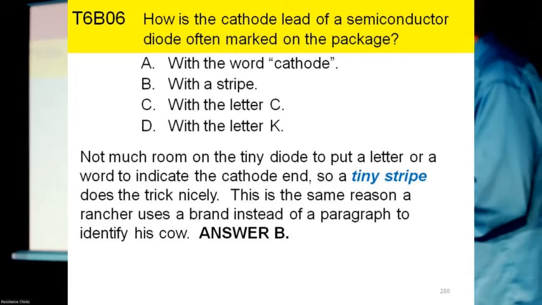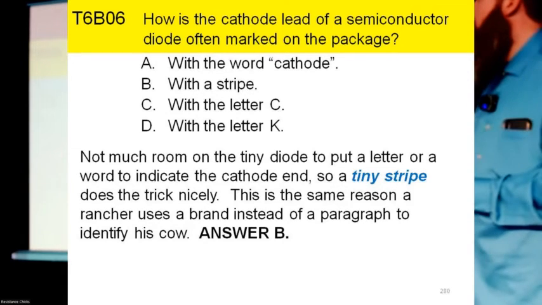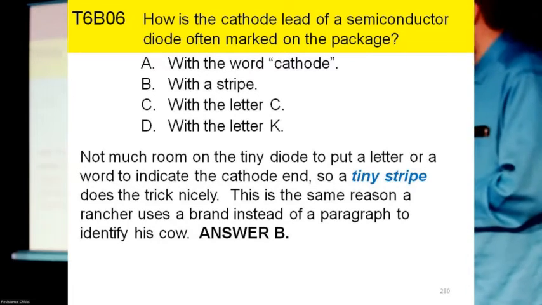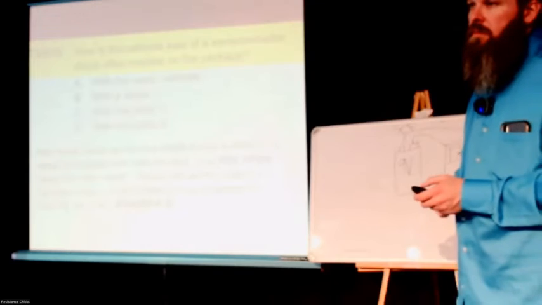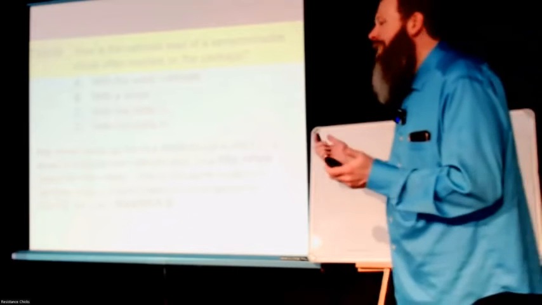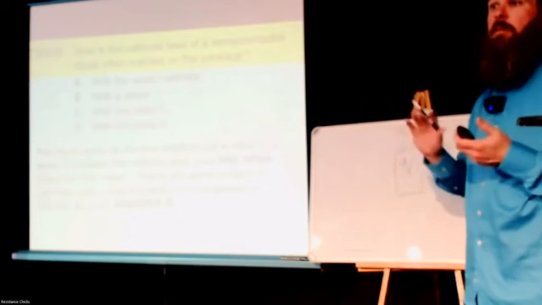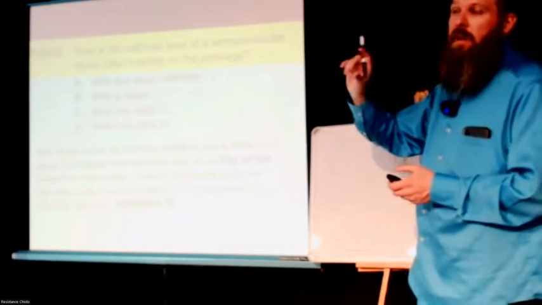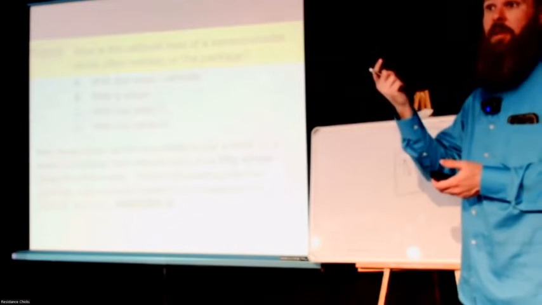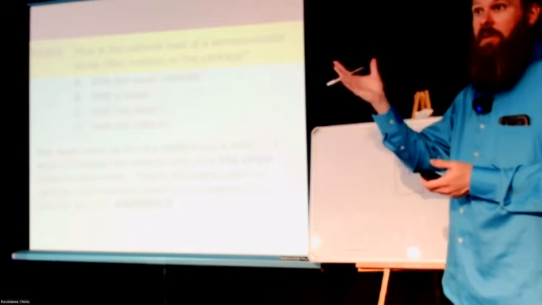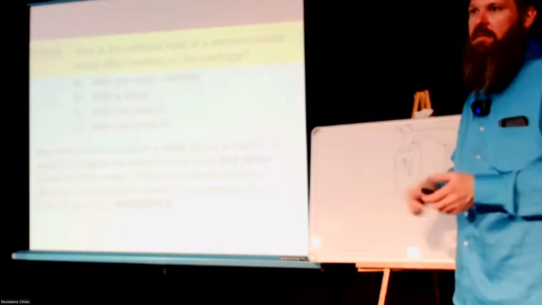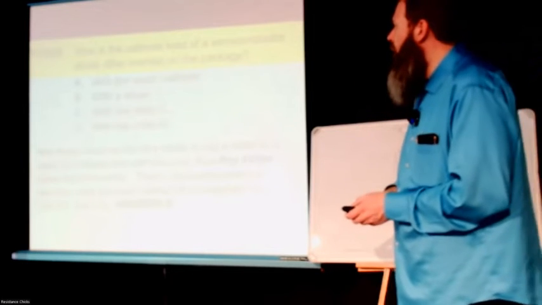How is the cathode lead of a semiconductor diode often marked on the package? It's with a stripe to let you know which one is the cathode. Because remember, it allows current to flow in only one direction. So if you hook it up backwards, it doesn't flow at all. So you need to know which side is which. So why did they pick that side to mark? Because they did. They had to pick something, 50-50 chance.